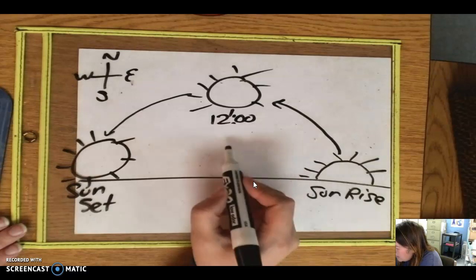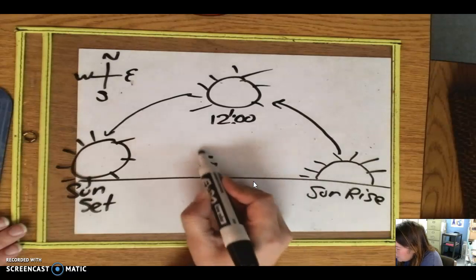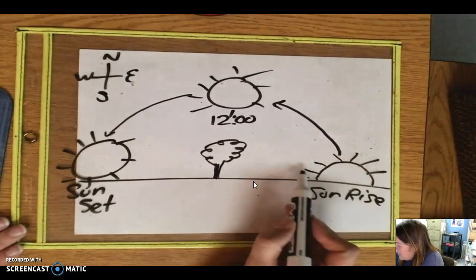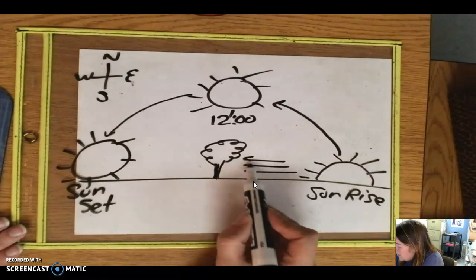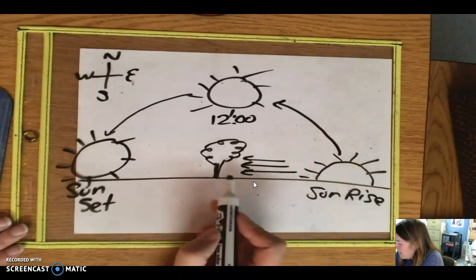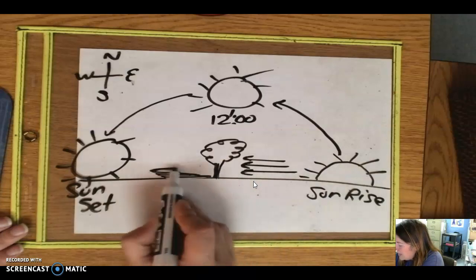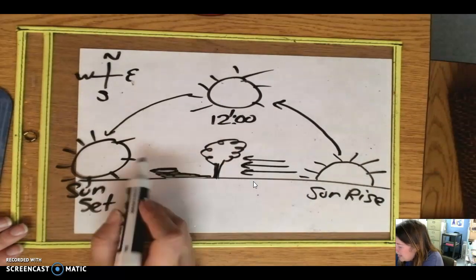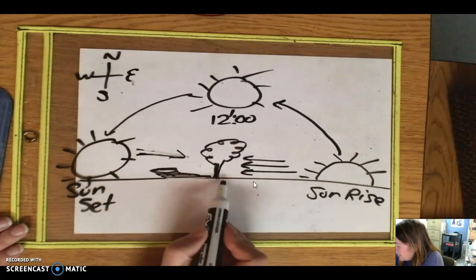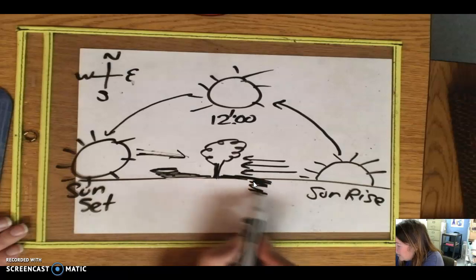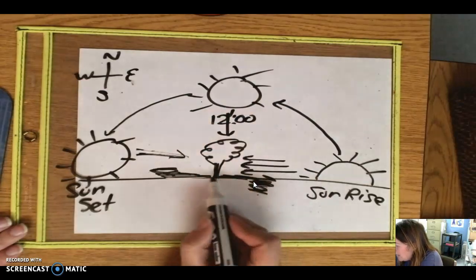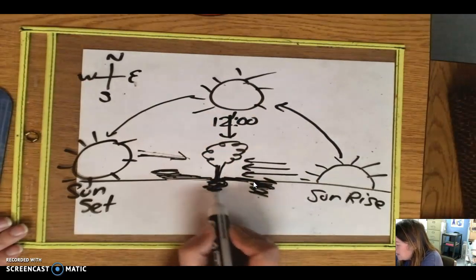But I want to talk about shadows here. So I'm going to draw myself a little tree. So here's a tree. If the sun is shining right in this direction from this sun over here, where do you think the shadow would be? It's going to be on this side, right? If the sun is shining from this direction, the shadow is going to be over here on this side. And if the sun is shining straight down on top of it, it's going to be really small. The shadow is going to be right here.